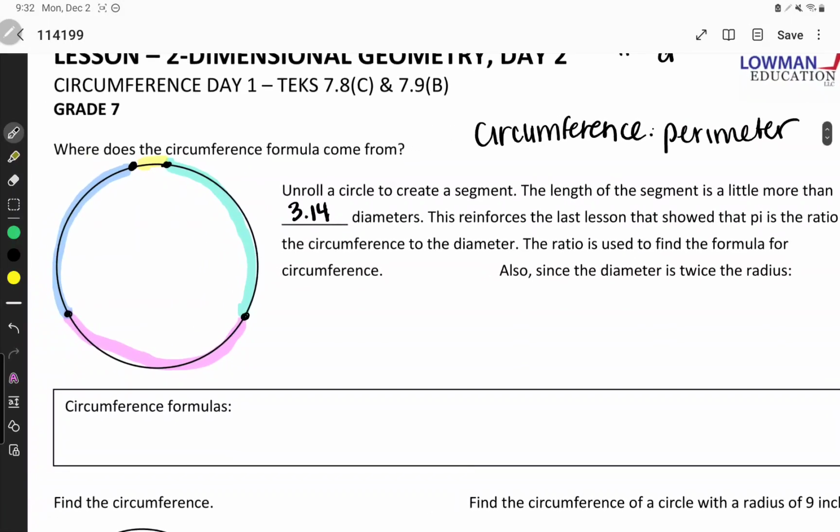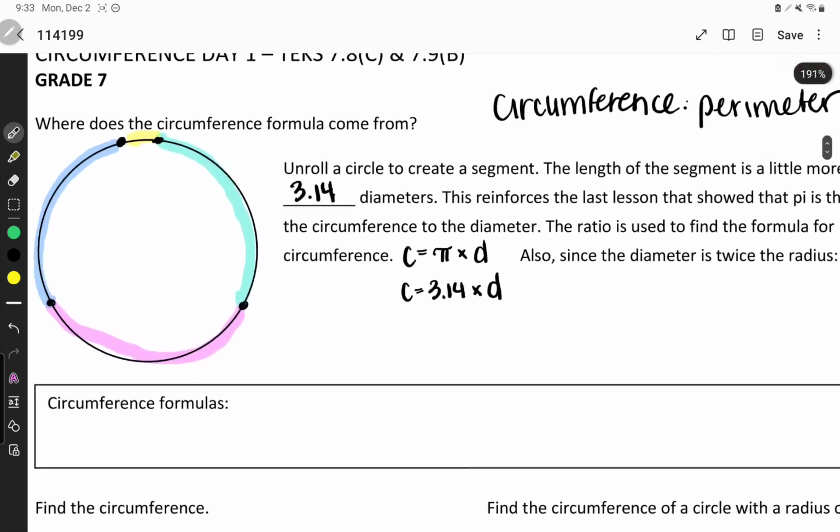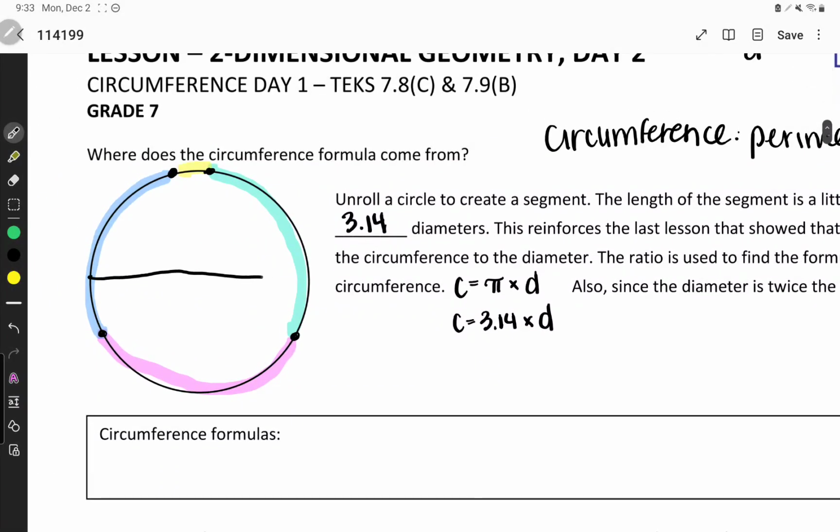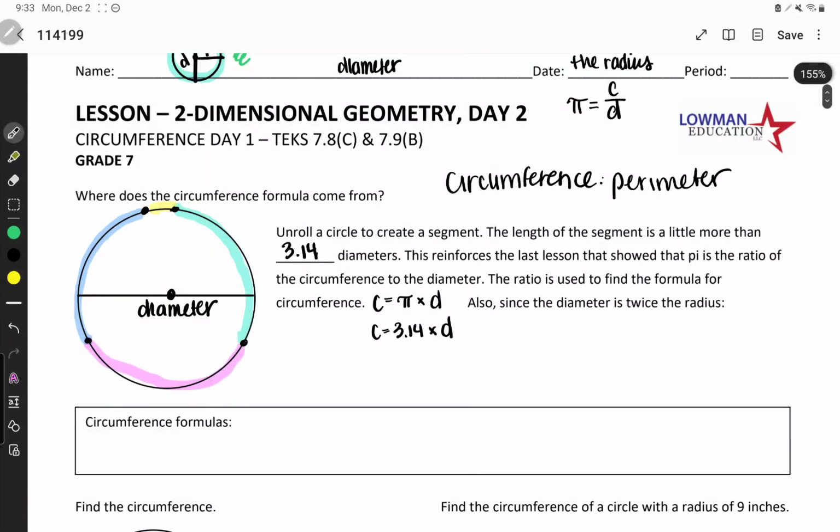So now we talk about circumference. So we know that the circumference is 3.14 diameters, or circumference equals pi times diameter, or circumference equals 3.14 times diameter. And remember, your diameter goes all the way across your circle. So this right here is diameter. Now, you're not always going to be given your diameter. Sometimes you're going to be given your radius. Now, remember, your radius is half of your diameter.